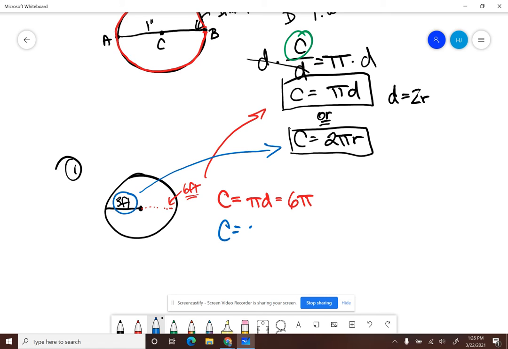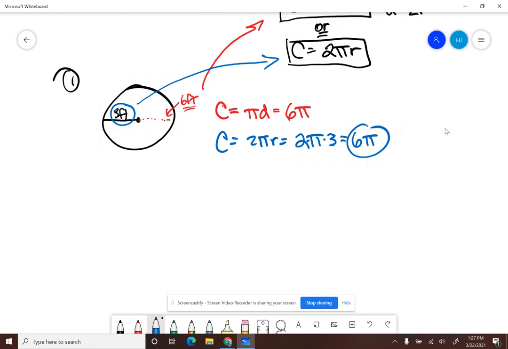So circumference equals 2 pi r. And remember, I already know that 2 pi is part of my formula, and my radius happens to be 3. Well, again, multiplication is commutative, so I can take 3 times 2, which is 6, and this still just becomes 6 pi. So you can see that the circumference of this particular circle would be, in fact, 6 pi, okay?